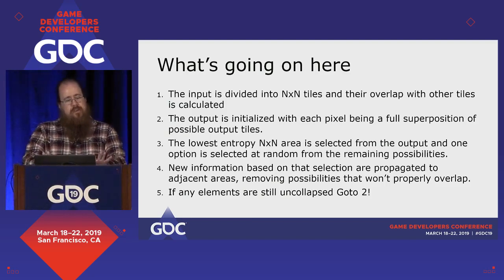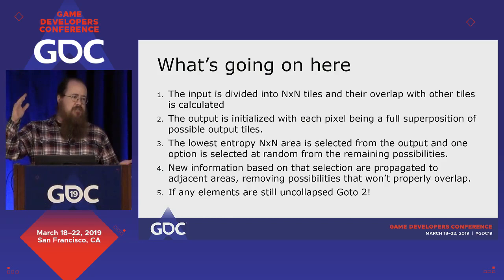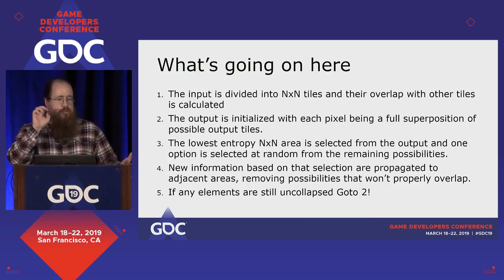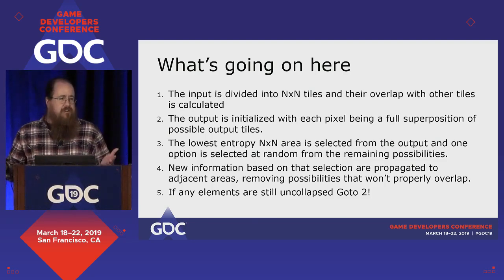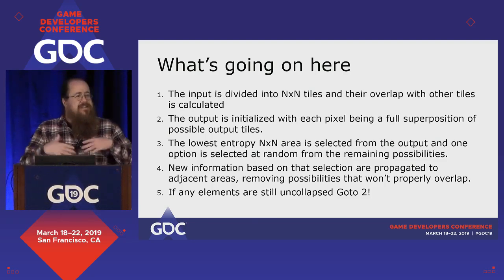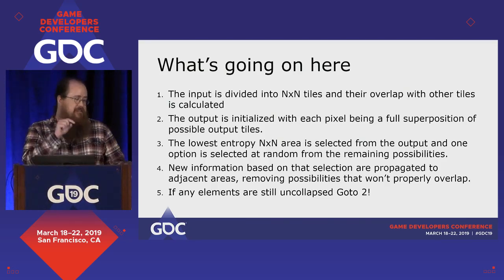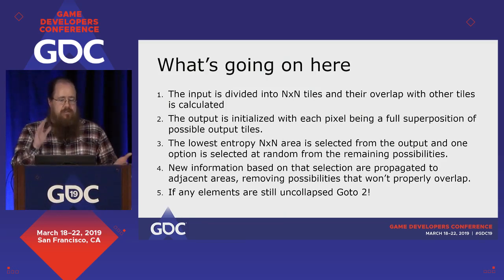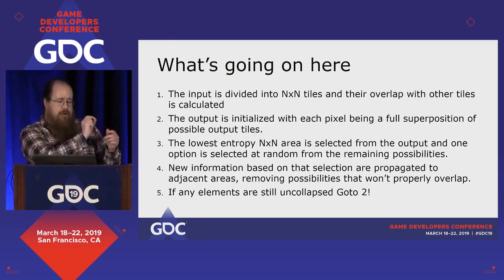Then we set up the output as a superposition of all those possible tiles. So you can imagine each element of the output being a superposition of each of the tiles that are pulled out of the input. And this is the character it shares with quantum wave function collapse. It's sort of a loose relationship. It's not anything complicated. What it does then is it picks one at random to start with and says, well, of all these possible tiles, we're going to select the lowest n-by-n entropy area, pick one at random, and collapse it down to a single tile.